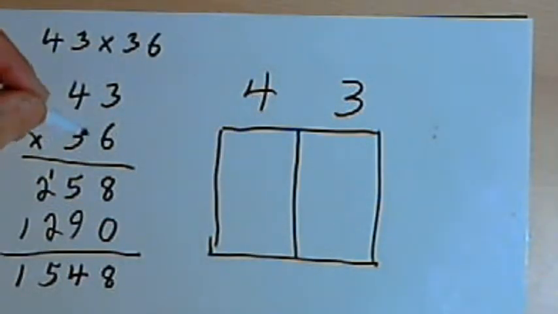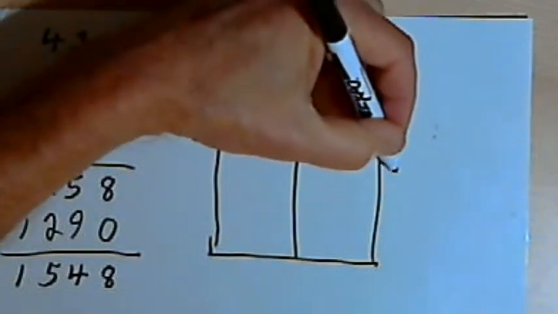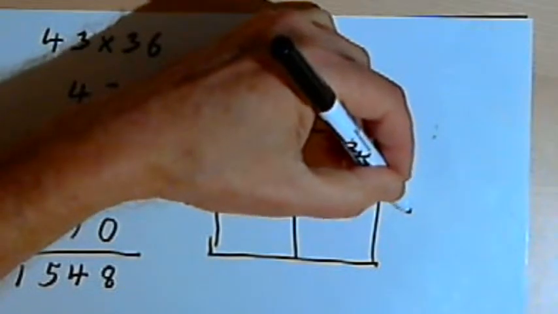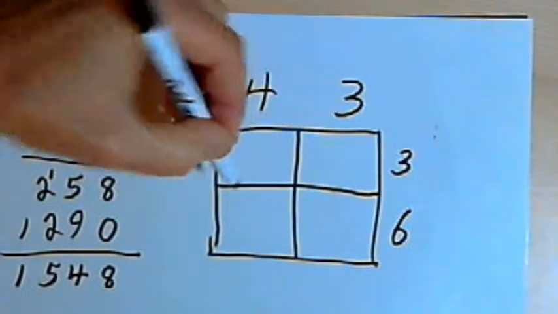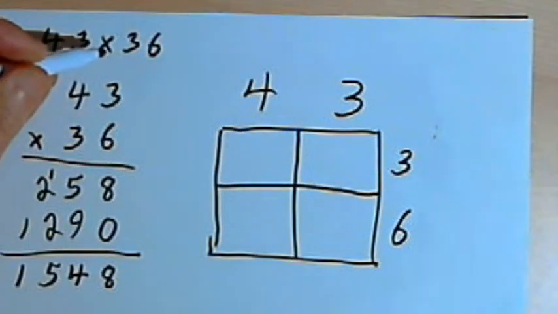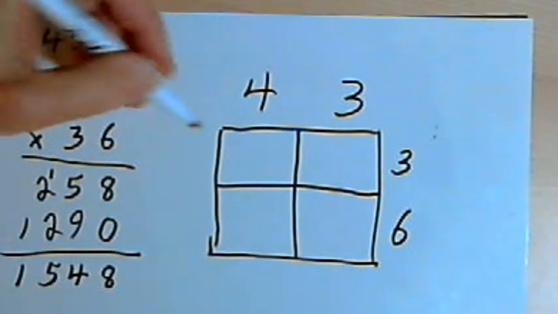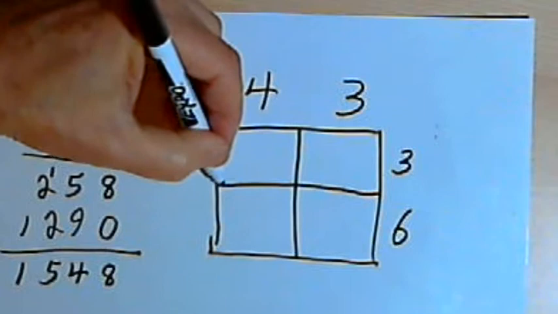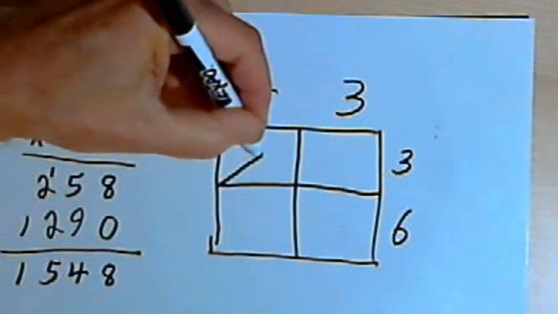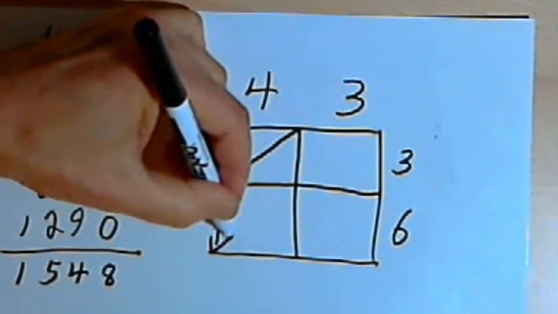Then I'm going to take the other factor that I'm multiplying by, the 36. I'm going to write that down the right column. And I'm going to divide this square again into two rows, one for the 3 and one for the 6. And then I'm going to draw a diagonal in each of those 4 boxes. The diagonal will go from the lower left corner of the box to the upper right corner.